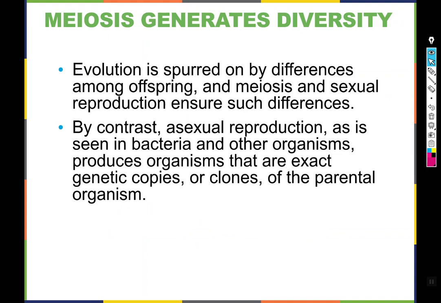So evolution is spurred on by differences among offspring because those offspring are going to compete for resources, and some of them are going to have alleles that give them an advantage, and some are not. So sexual reproduction is a really important piece of evolution for this particular reason. And sexual reproduction occurs because of the process that I just demonstrated to you.